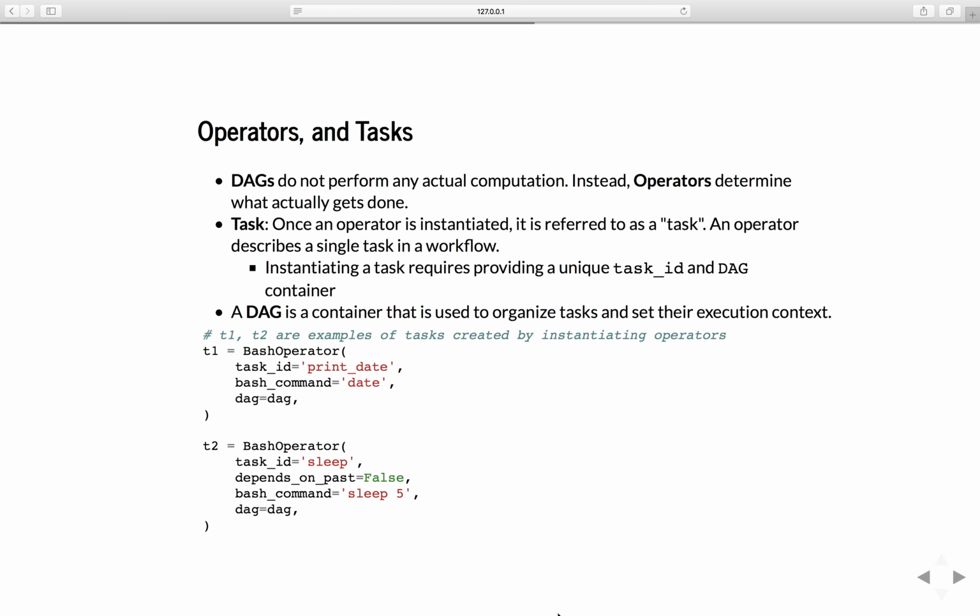So let me repeat. When you first start writing your workflow, you have to think first, what am I trying to do in this workflow? So the first task, I need to run some query, or I need to execute some bash command. So that is an operator. And when you instantiate this bash operator, you create a task ID, and then you assign it to your DAG or your workflow, then this becomes a task, right? Each task describes what you are trying to do, and a DAG is just a container that is used to organize all the tasks and set the execution context.